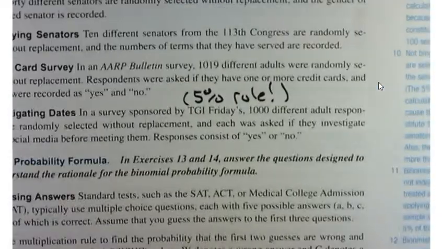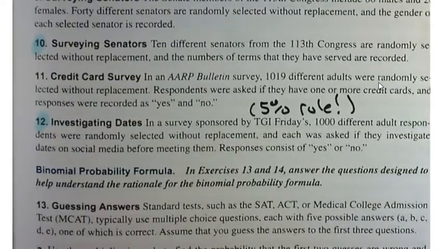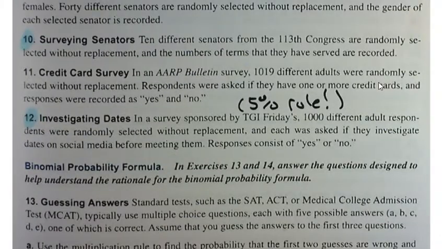Investigating dates. All right. So in a survey sponsored by TGI Fridays, which is kind of an unlikely source to sponsor this, what are they prying into your business for? 1,000 different adult respondents were randomly selected without replacement. Each was asked if they investigate dates on social media before meeting them. Responses consist of yes or no. So when you get a date on Tinder, do you go look at their Facebook page first? I don't know. It's a question for you to answer, but let's look at the more relevant question, and that is, is this a binomial random variable?